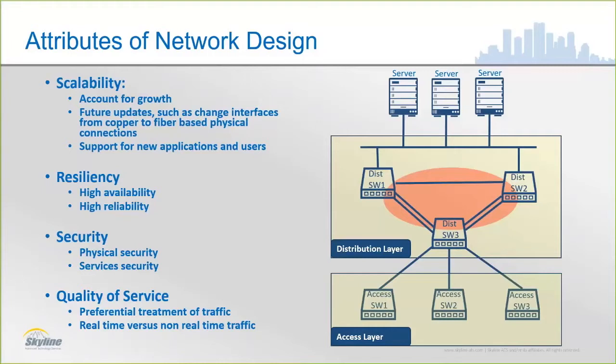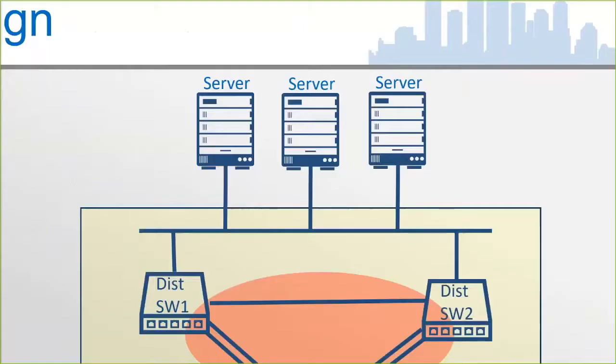And finally, we want to talk about quality of service. Quality of service is important because in this particular network architecture, probably at this layer up here, when we're communicating with our various servers, we want to be able to differentiate traffic flows.